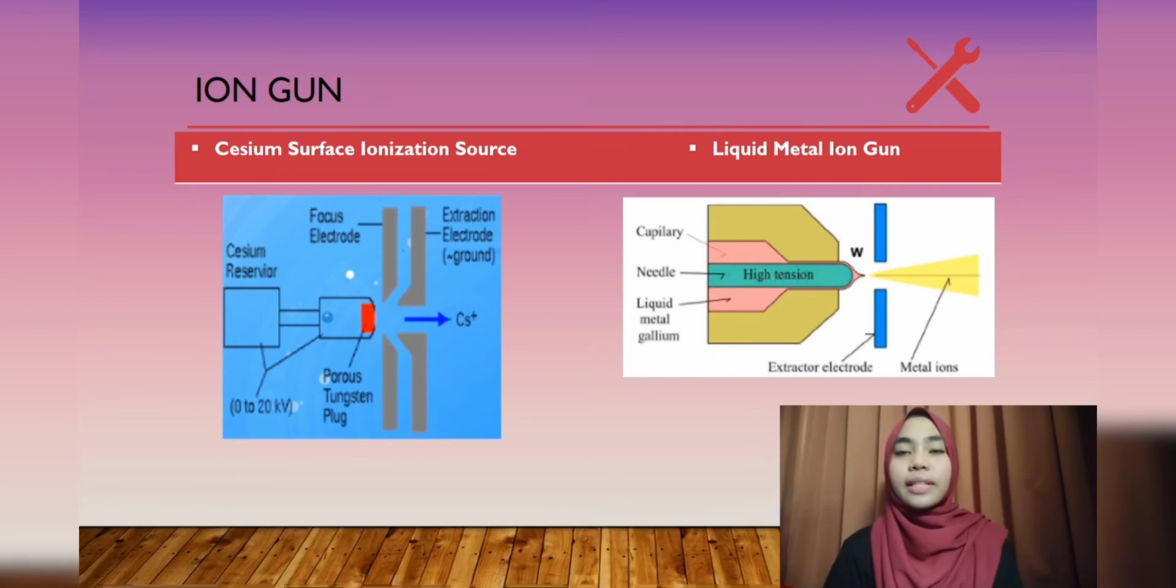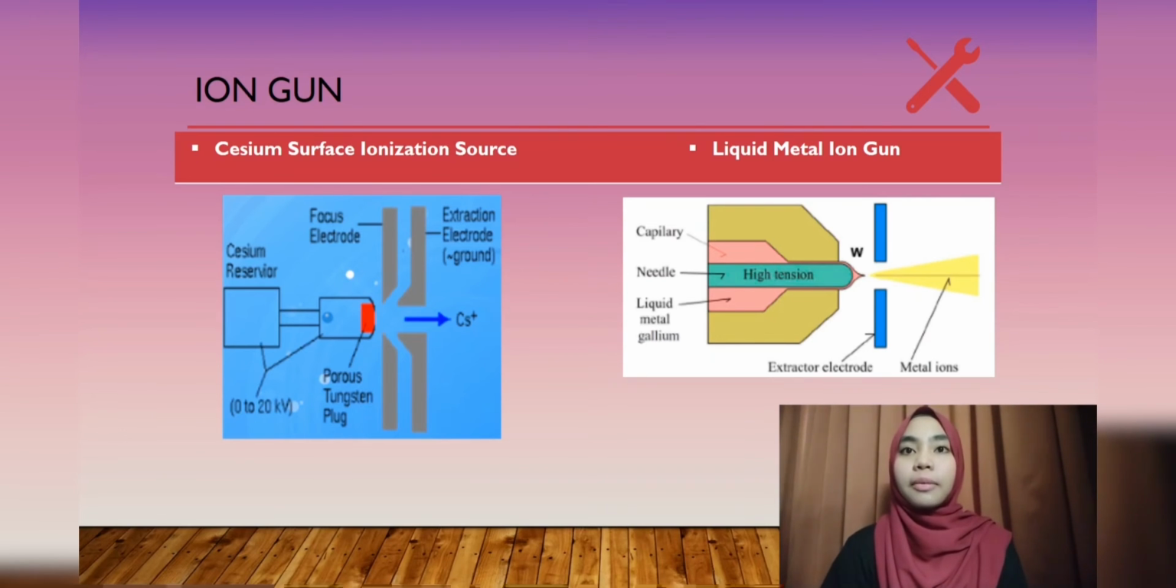A second source type is the cesium surface ionization source that will generate cesium primary ions. Cesium atoms will vaporize through a porous tungsten plug and are ionized during evaporation. Fine focus or high current can be obtained depending on the design of the ion gun.